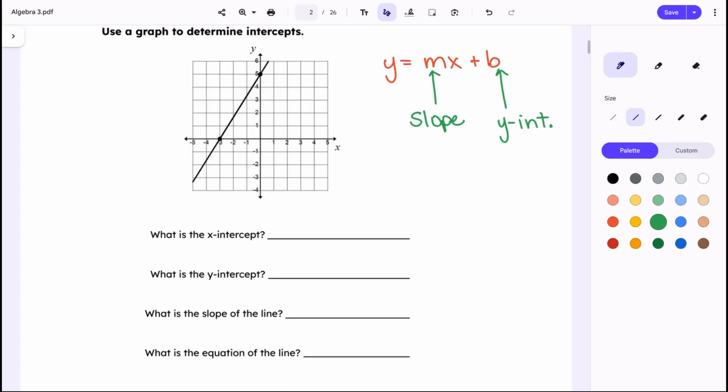So when we look at this, we should be able to figure out, just by looking at the picture of a graph, where the x-intercept would be, where the y-intercept would be, and so on. So where would your x-intercept be for this line? Yep. And where would be the y-intercept? Good. Then it goes on and it says, what's the slope?